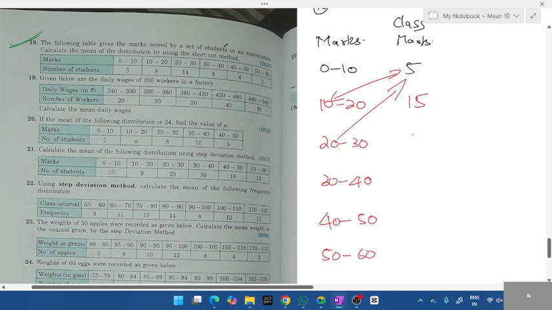20 plus 5? 25. Then what's the next number? 35. 45. 55. Okay, 35, 45, 55. Only this table is missing. Marks. Class marks 5, 10, 15. It is correct.